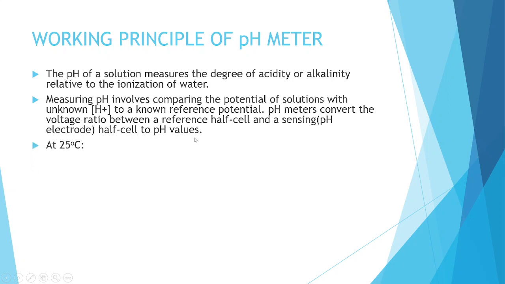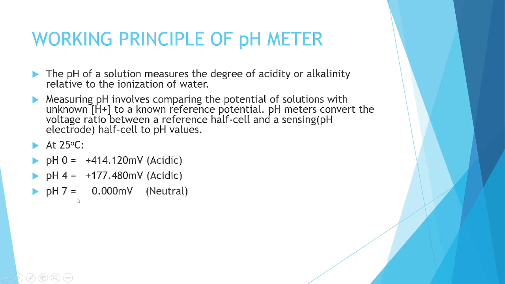At 25 degrees centigrade, pH 0 is at plus 414.120 millivolts, and this is acidic. pH 4 is plus 177.480 millivolts, this is also acidic. pH 7 is 0.00 millivolts, and this is neutral.